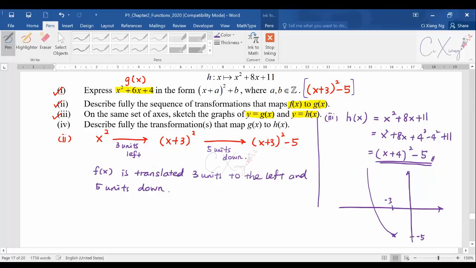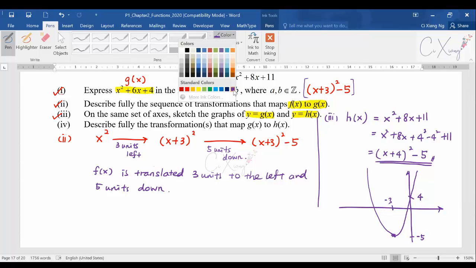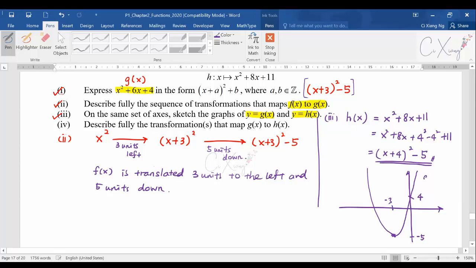Okay, and then because just now I told you, if you want, you can substitute the value of x equals 0 and try to find the y-intercept. So if you look at it, you'll see that your y-intercept will be something like this. This is the 4. Okay, because 0 minus 3 squared is 9, 9 minus 5 is 4. If you didn't draw or plot this value, it is okay also, because they actually didn't ask you to draw so detailed. Okay, then this is my gx. You have to label it clearly. Purple color one is gx.